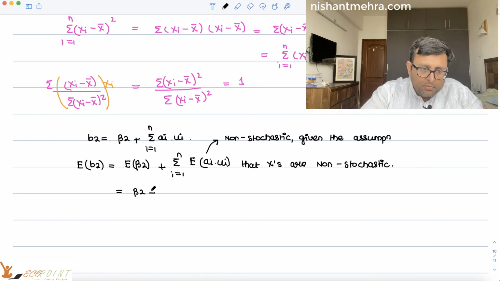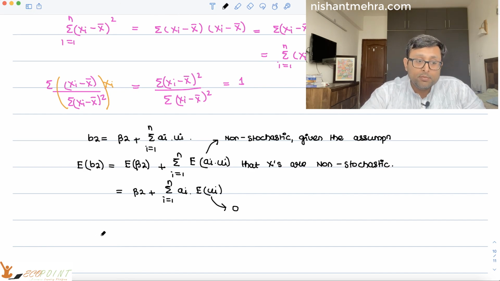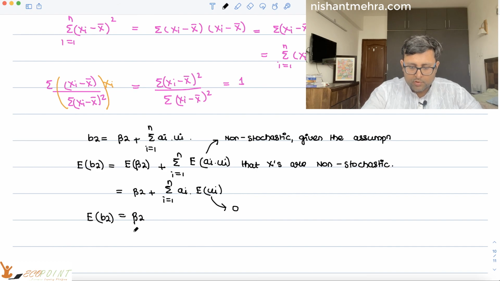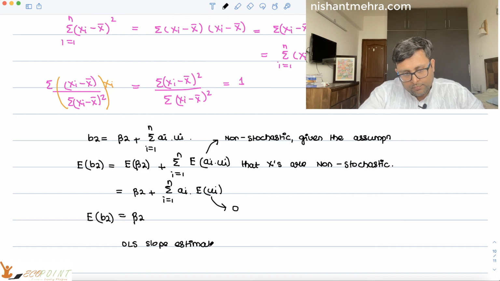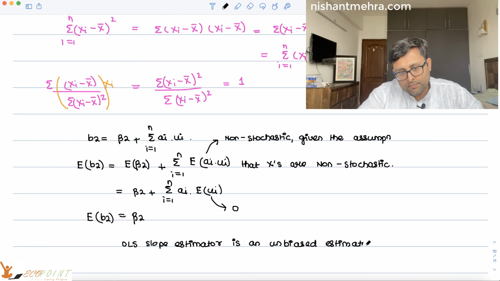But what is E of beta 2? It is just beta 2, just a fixed number. The ai are constants, they'll come out of the expectation sign. E of ui. And what is E of ui? 0. That's your assumption. On an average, the error term is 0. So what is it that you have proved? E of B2 is equal to beta 2. So it means that the slope estimator of an OLS estimation is an unbiased estimator. Right, beta? Chalo. Thank you very much.